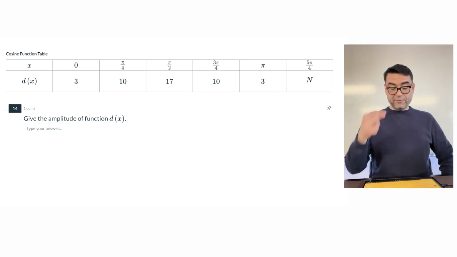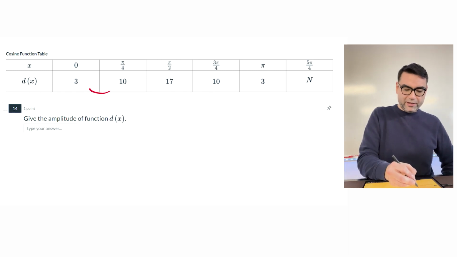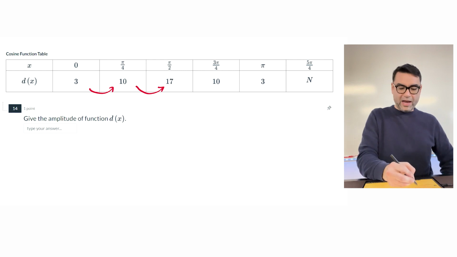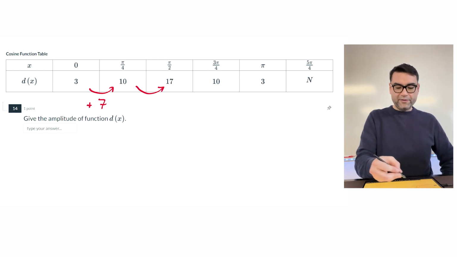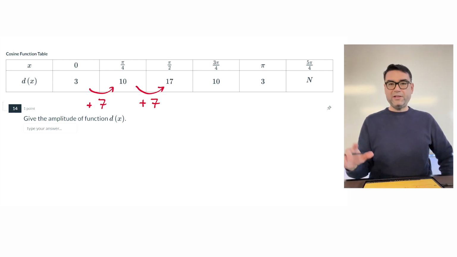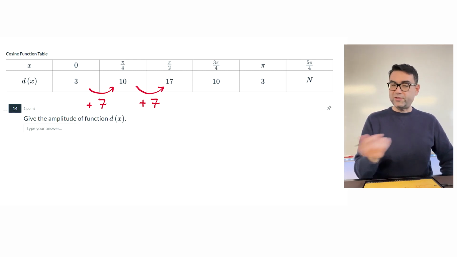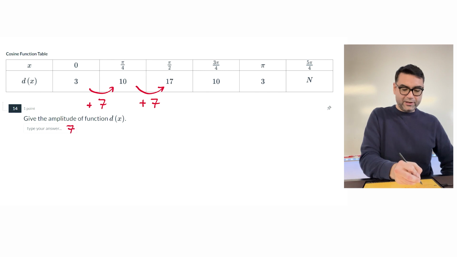Give the amplitude. Well, this one's a little easier just because the values are all positive. So just find the distance between these values. To get from 3 to 10, you have to add 7. And to get from 10 to 17, you have to add 7. So the distance between any of the mid to max or mid to min values is just a distance of 7. It's called our amplitude.